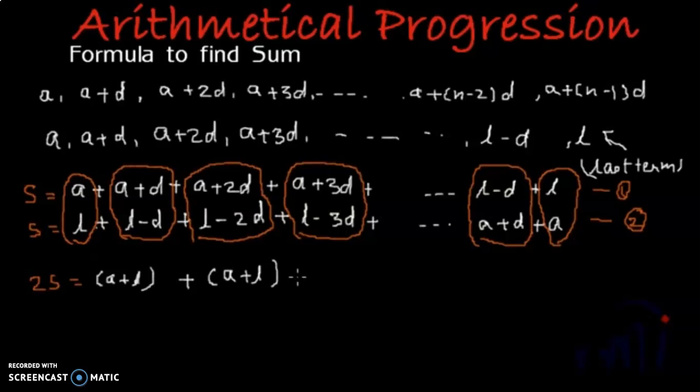Similarly, look at the second term. There also plus 2d and minus 2d, so both of them will cancel, plus 2d and minus 2d cancel, and a plus l remains. So you can see that everywhere it is getting cancelled. And what will be the last term? Again l plus a, plus l plus a, right? It goes like this. So 2s is equal to a plus l plus a plus l plus ... sum of terms, 2s is equal to a plus l, correct?